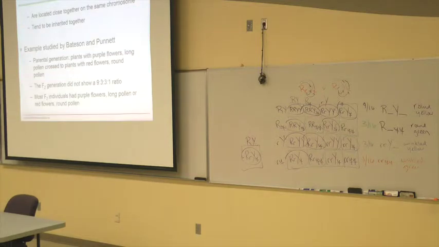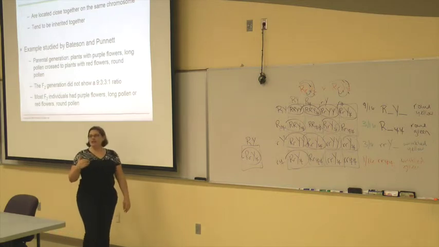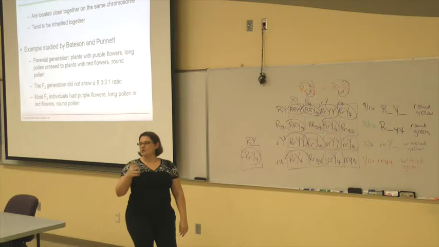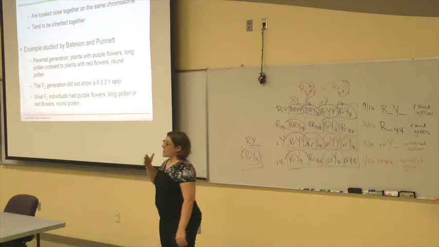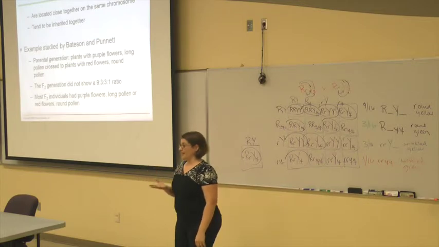Okay, now let me talk about some exceptions here. Linked genes do exist. And this was something that Mendel really did not know a whole lot about. Okay? Linked genes do actually exist. So it does sort of counter his law of independent assortment. In some cases, genes do not separate independently of each other. Okay? In some cases, they are linked.